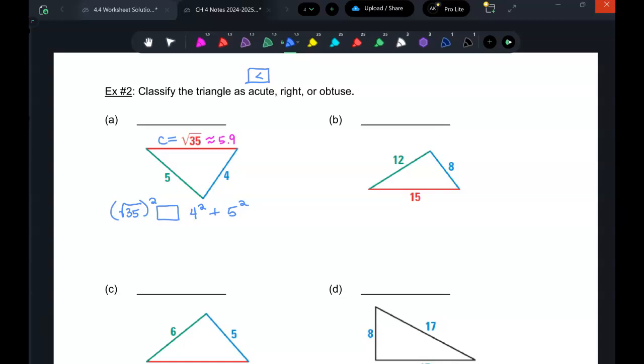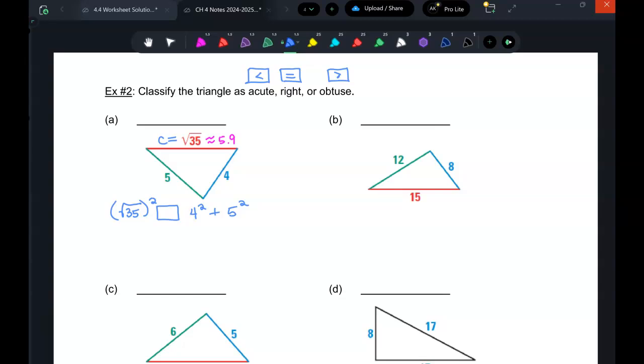If it's less than, it's acute. If it's equal to, it's right. I'm not going to put an equal sign because I don't know if it's equal.